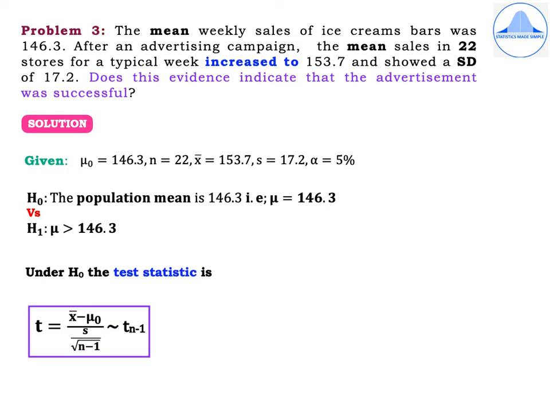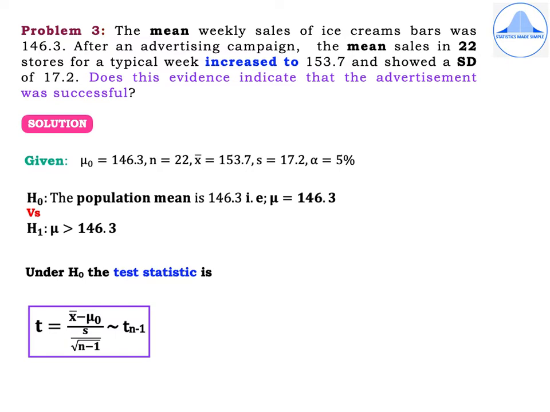Problem 3. The mean weekly sales of ice cream bars was 146.3. After an advertising campaign, the mean sales in 22 stores for a typical week increased to 153.7 and showed a standard deviation of 17.2. Does this evidence indicate that the advertisement was successful?